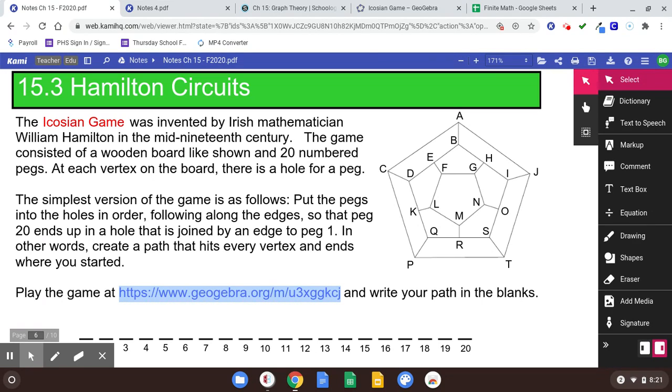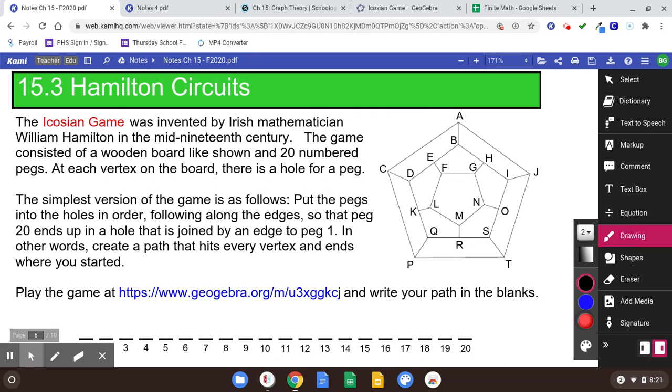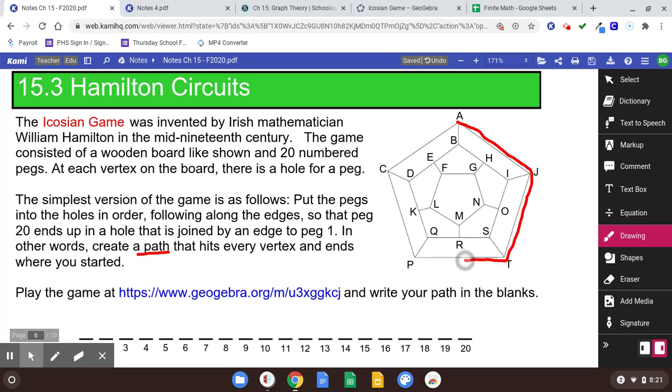Put the pegs in the holes in order, following along the edges, so that peg 20 ends up in a hole that is joined by an edge to peg 1. In other words, create a path that hits every vertex and ends where you started. I say path there, but it's kind of creating a circuit because we want to start and end at the same place. So I think the easiest way to do this is I'm going to start here and go around the outside over to C.